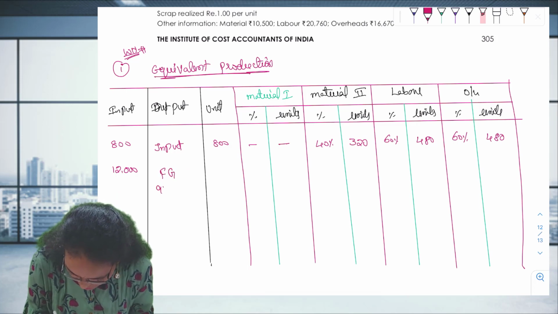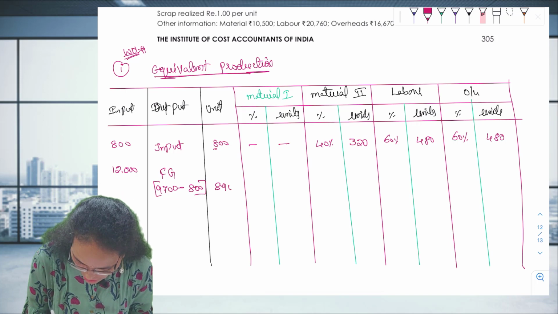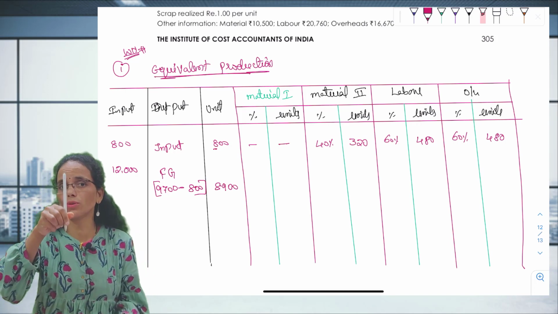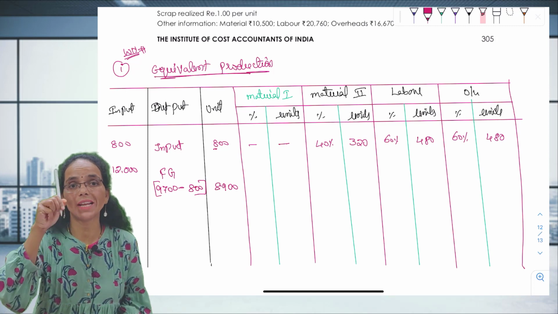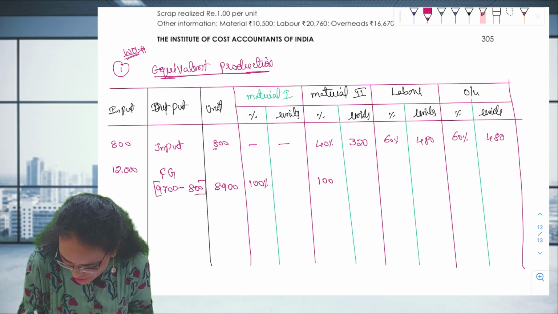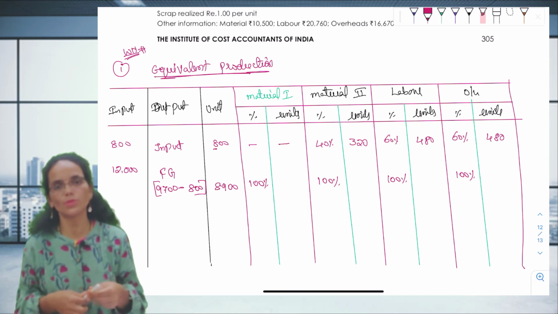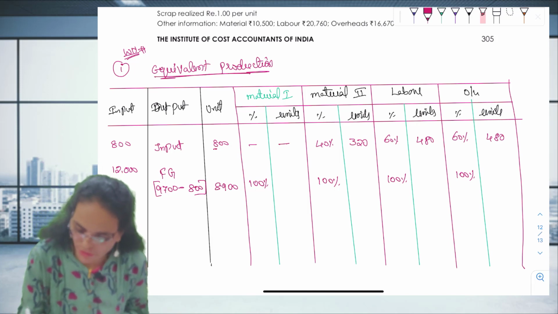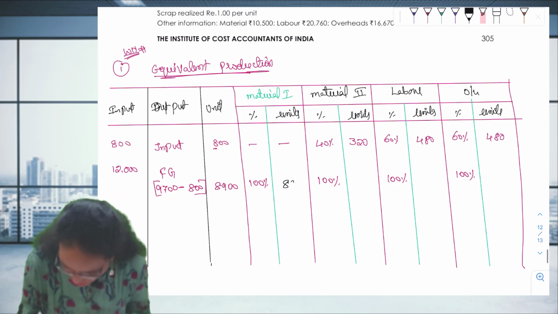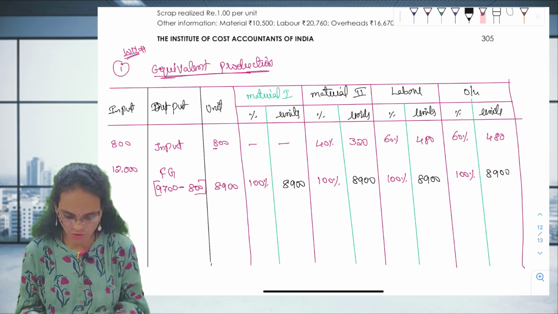So how many finished stock? Finished goods: 9,700 minus 800 units, this is the opening one. So finished goods is only 8,900 units. For the finished goods, I told you 100% of the material, 100% of the labor, 100% of the overheads is done. Then only you will say that is output of finished goods. Otherwise, you will say that is a work in progress, if 100% is not completed. So 8,900 for all. This is a finished stock.